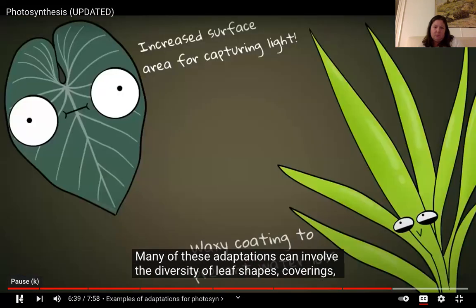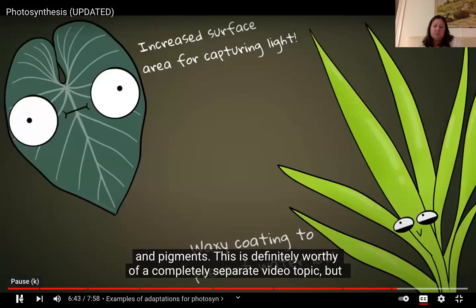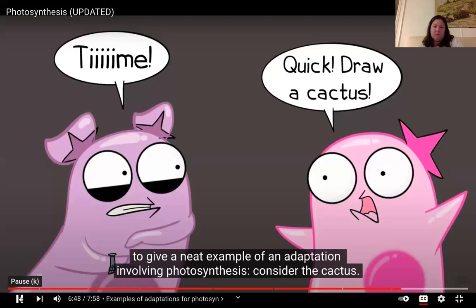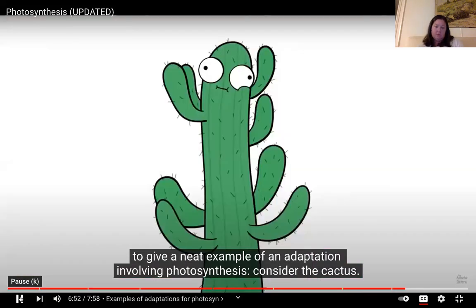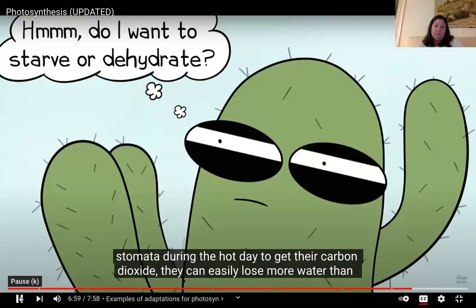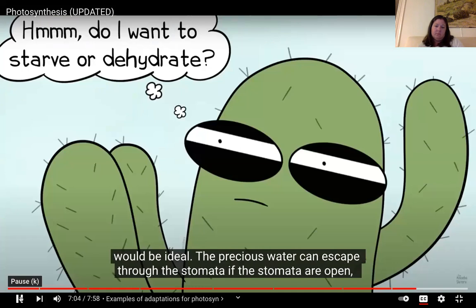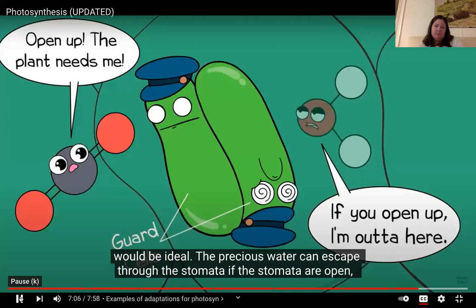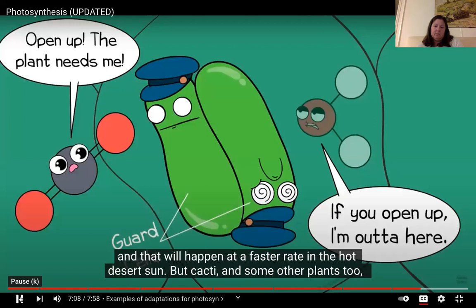Many of these adaptations can involve the diversity of leaf shapes, coverings, and pigments. This is definitely worthy of a completely separate video topic, but just to give a neat example of an adaptation involving photosynthesis, consider the cactus. Cacti have a potential problem. They often live in a hot desert, and so if they open their stomata during the hot day to get their carbon dioxide, they can easily lose more water than would be ideal. The precious water can escape through the stomata if the stomata are open, and that will happen at a faster rate in the hot desert sun.